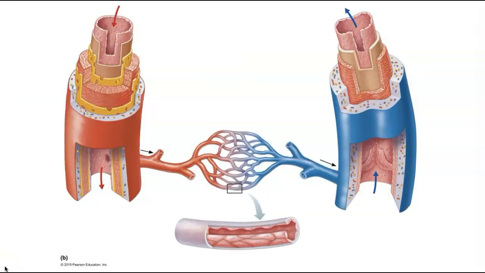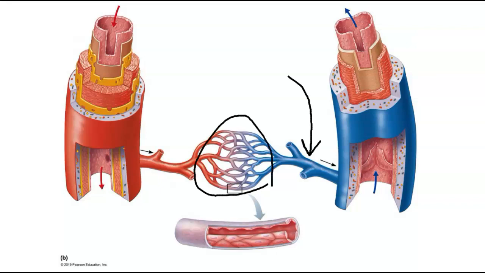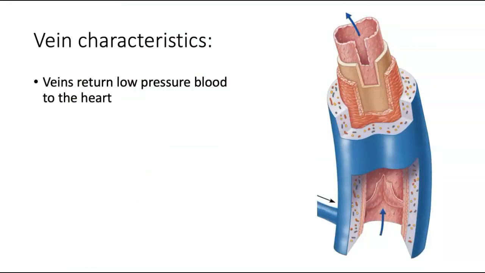Another type of vessel is a venule. Venules, that's the vessel that's going to convey blood from the capillary bed back into the vein. Venules are basically like small veins, and so let's just move on and look at the veins. Veins return low pressure blood to the heart.